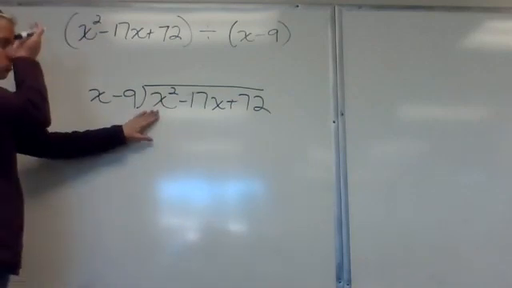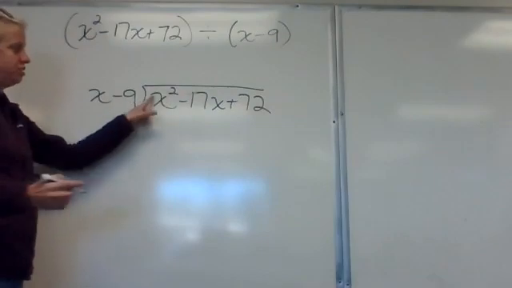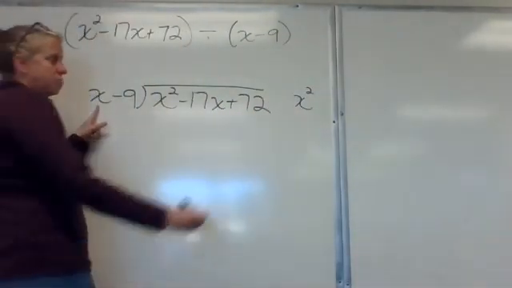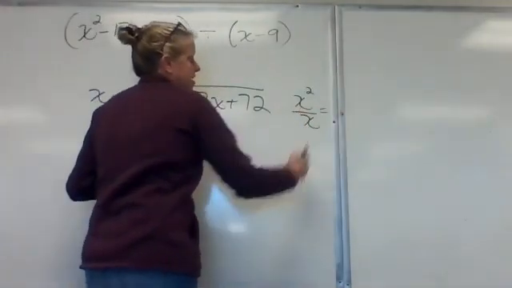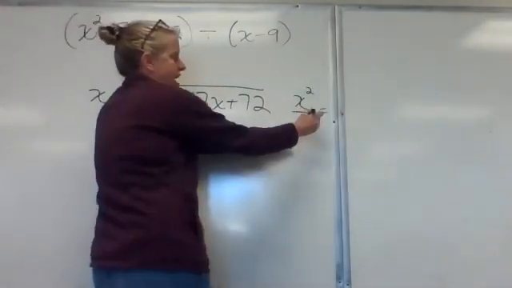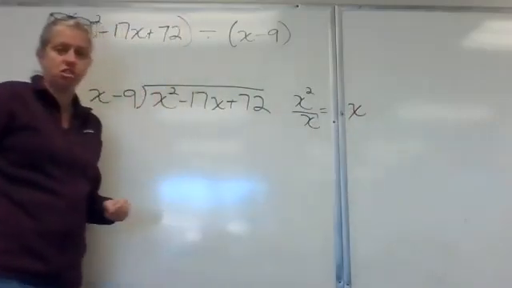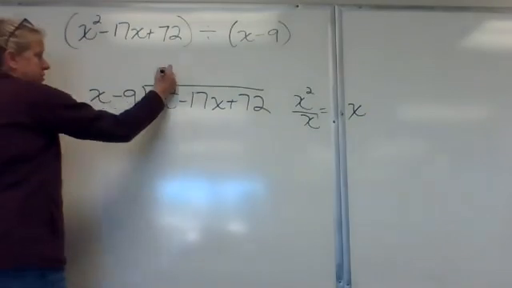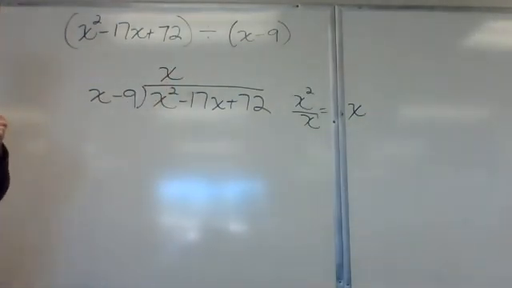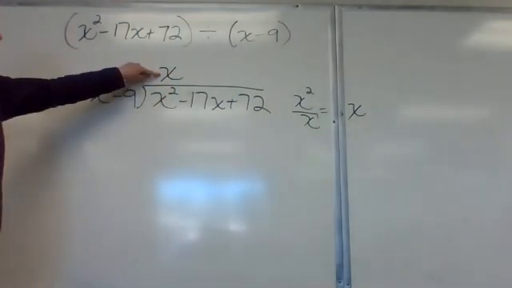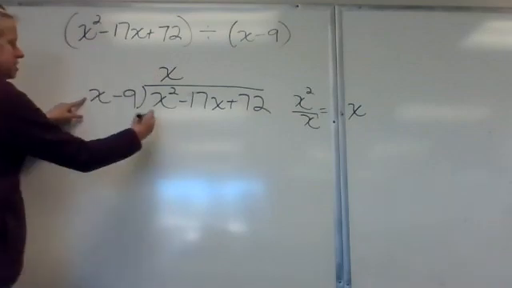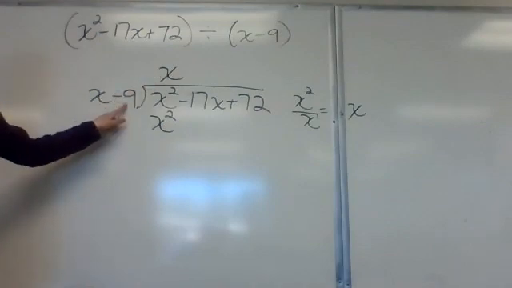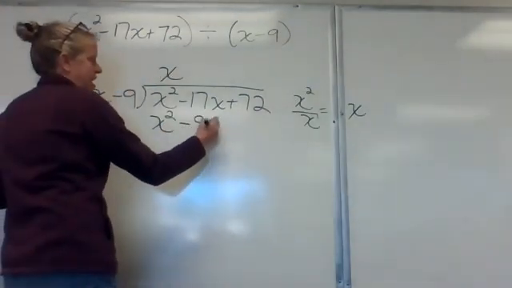So once again, whatever this first term is, put it over this first term. So I'm putting it over x. x squared over x, if I subtract my exponents, I'm just left with x. That's what comes up here. Multiply x times x is x squared. x times -9 gives me -9x.